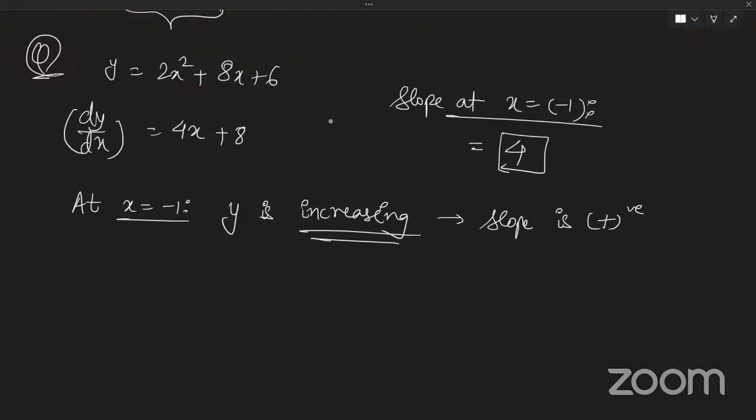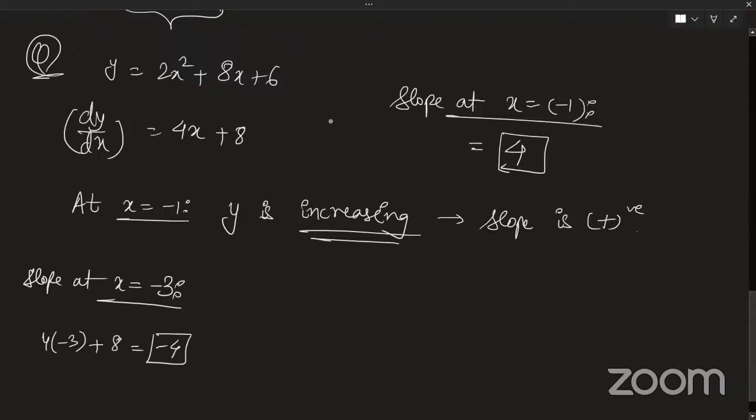Similarly, if I ask you to find the slope at x is equal to minus 3, what will be its slope at x is equal to minus 3? It is minus 4, right? 4 into minus 3 plus 8, so it is minus 4. So that means y is decreasing at that point. Why? Because the slope is negative, right?